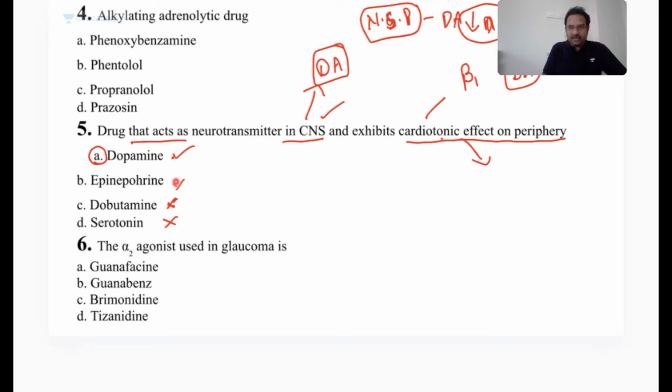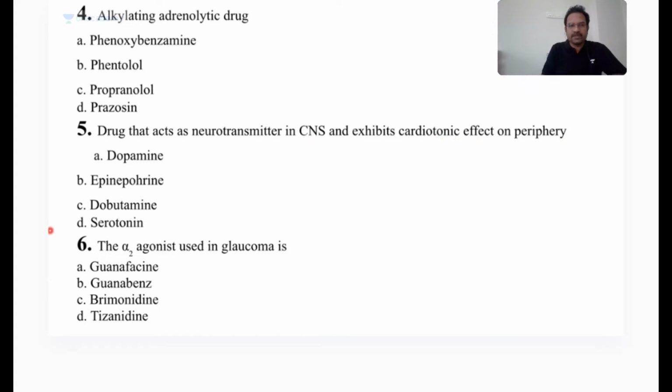Epinephrine will not get into the CNS. It is only a hormone which is released from the adrenal gland. Dobutamine is a synthetic drug which acts only at the periphery. Serotonin or 5-hydroxytryptamine acts in the brain, but it will not show any cardiotonic activities. So option A, dopamine, is the correct answer. Okay. Now let us move on to the next question.